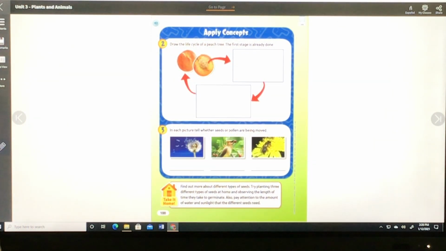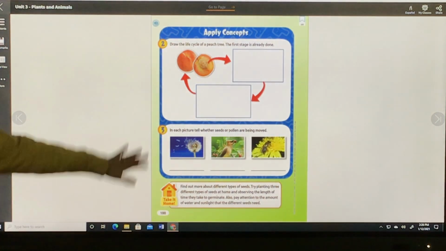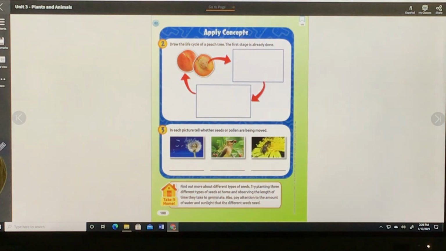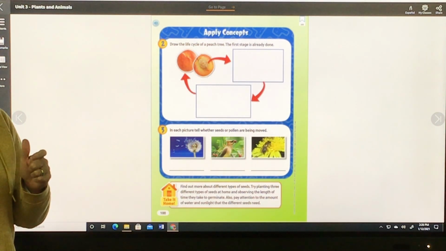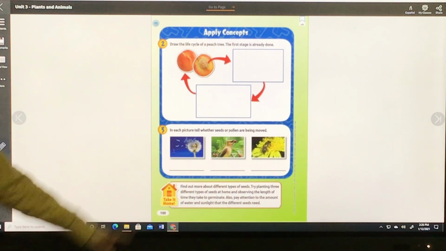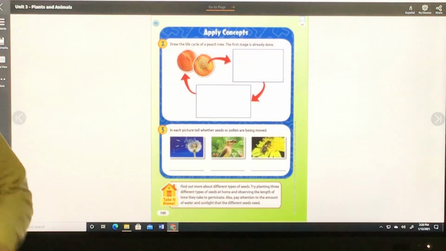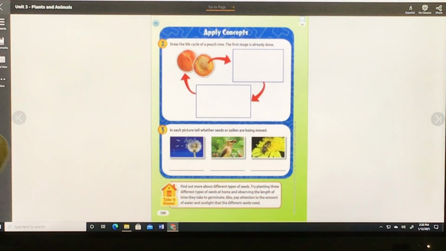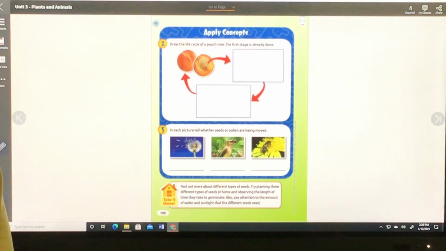Okay, look down at part 3 here. Says, in each picture, tell whether seeds or pollen are being moved. What about this dandelion? Are seeds being moved or is pollen being moved? Seeds. Let's write that down. Did I write down just seeds? Just seeds.